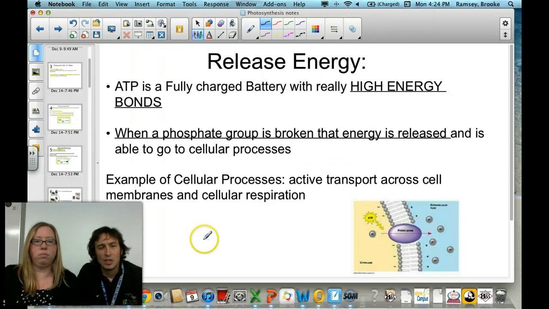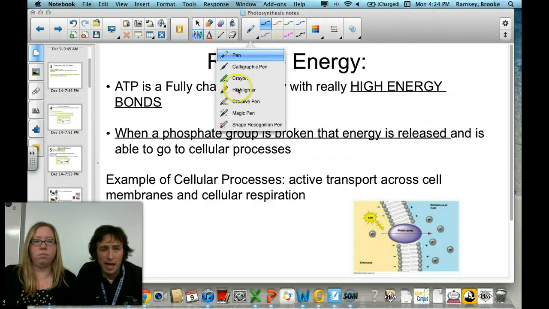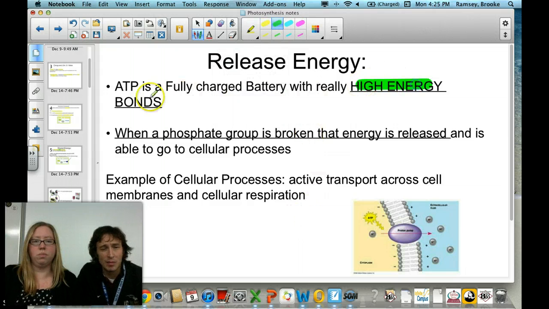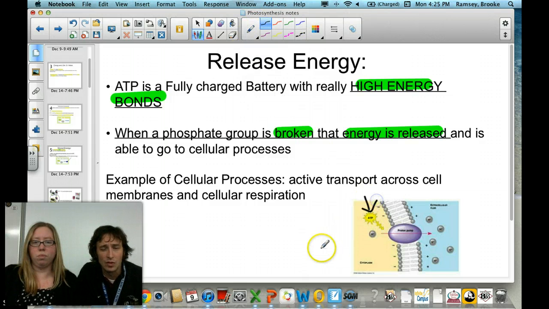All right, so as we just indicated, ATP is this fully charged battery, and it has these high energy bonds that can be broken and used by the cell. So when we break that bond, cellular processes, as you can see in the picture here, are able to be undertaken, if you will. So say you need to, again, open up a protein channel in the cell membrane to allow something into the cell. Well, if that requires energy, if you're trying to move something against its concentration gradient, to go back to our last unit, that energy is coming from ATP.